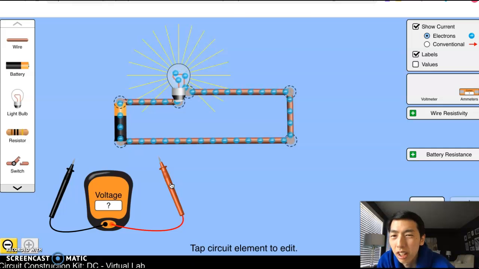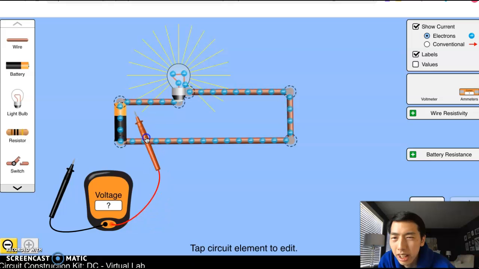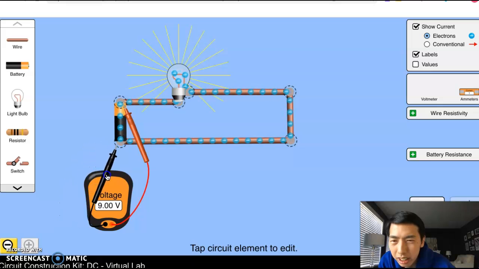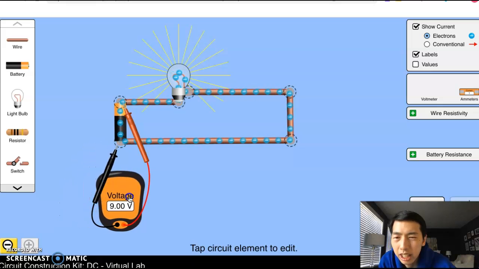the circuit. Okay, so there's 2 needles, so I would put one at one end of the battery, and I would put the other one at the other end of the battery. And then the display will tell me how many volts it is. And it's 9 volts, just like I put in the slideshow.